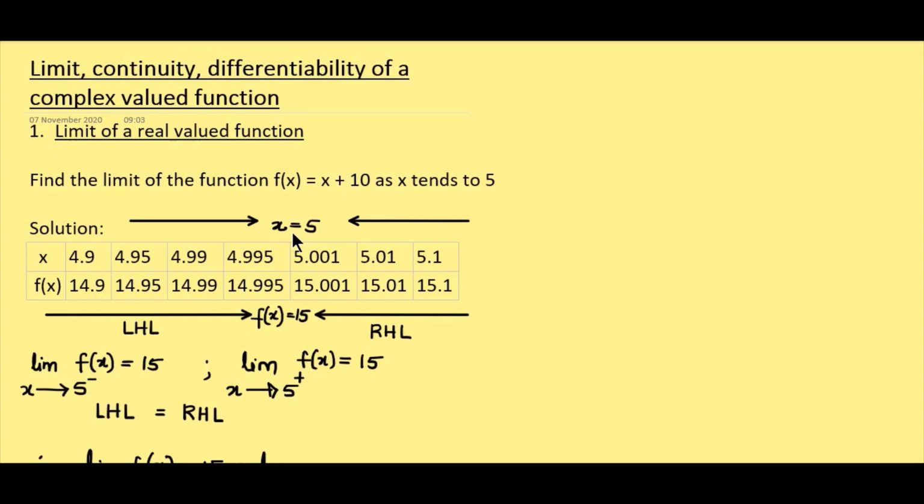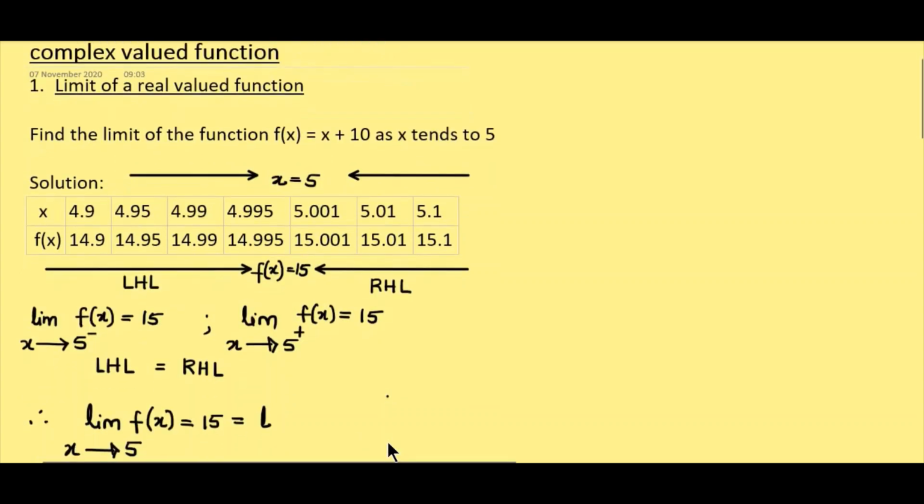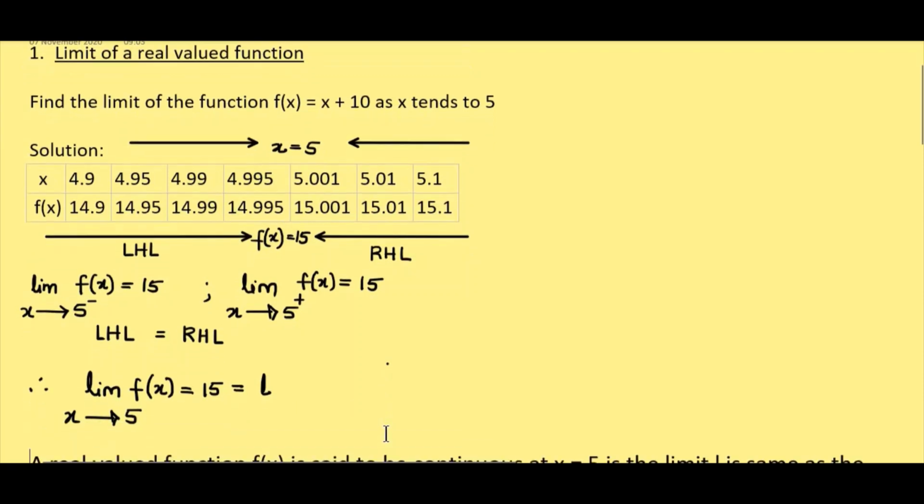From this table, x equal to 5 is somewhere around here. And you can see as x approaches along the left hand side, the value of f of x also approaches 15 from the left hand side, and as x approaches 5 from the right hand side, the value of f of x also approaches 15 from the right hand side. And since the left hand limit and right hand limit are both the same and equal to 15, we can say that the limit exists. Thus we can write limit as x tends to 5 of f of x equal to 15, and this is L.